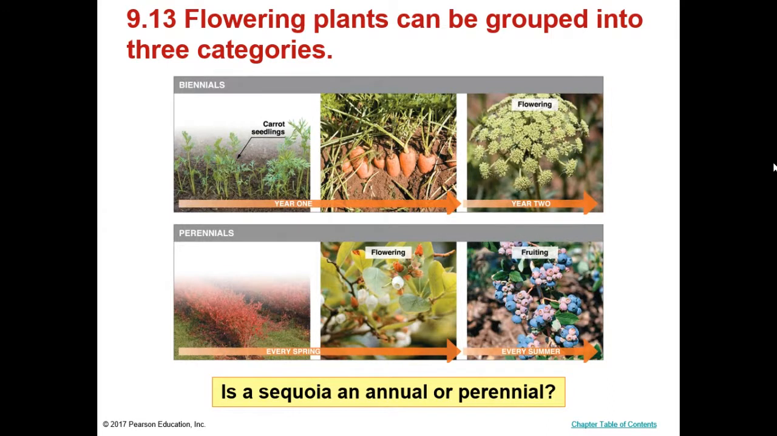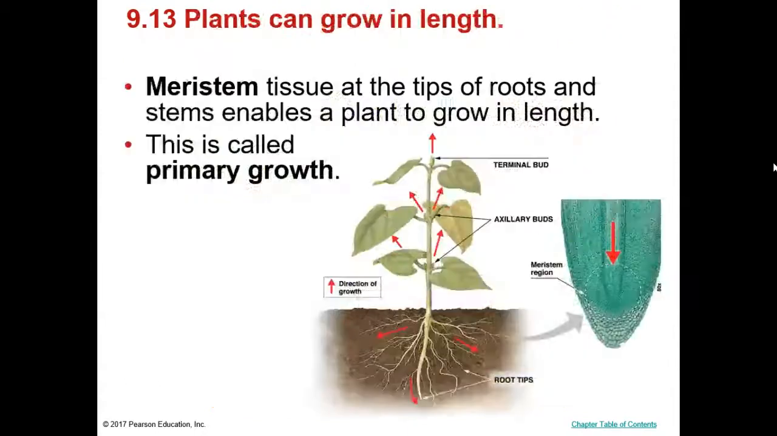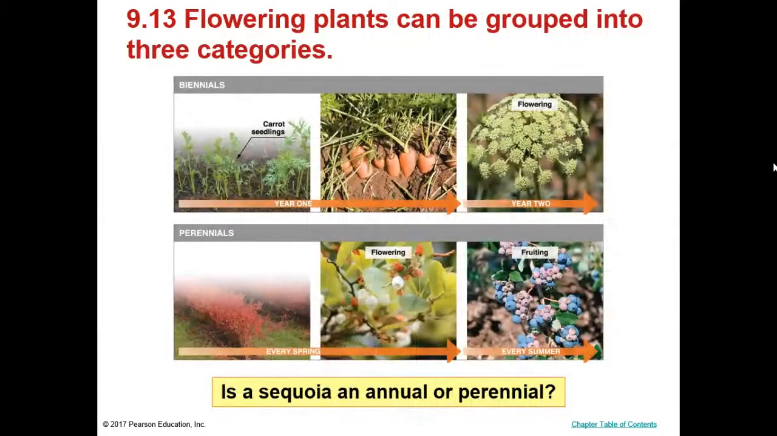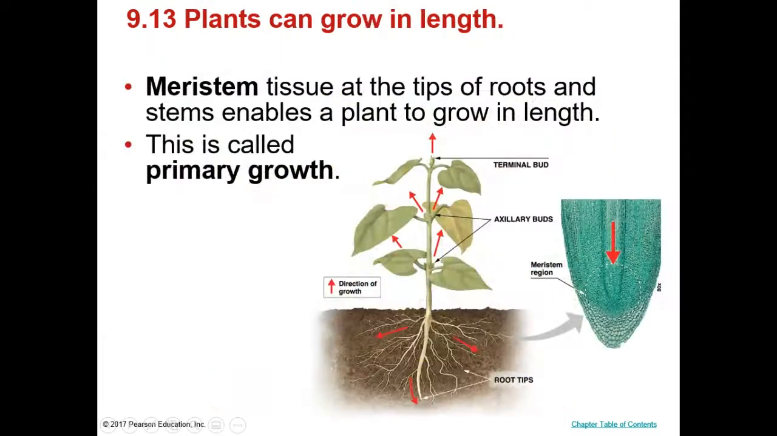So we can divide up flowering plants, angiosperms, into three categories. We have biennials, perennials, which means that these are going to give flowers. They're going to flower twice. Perennials can keep on flowering every single year.